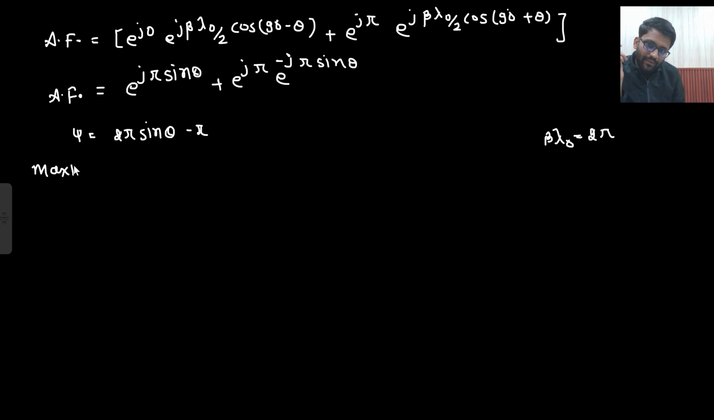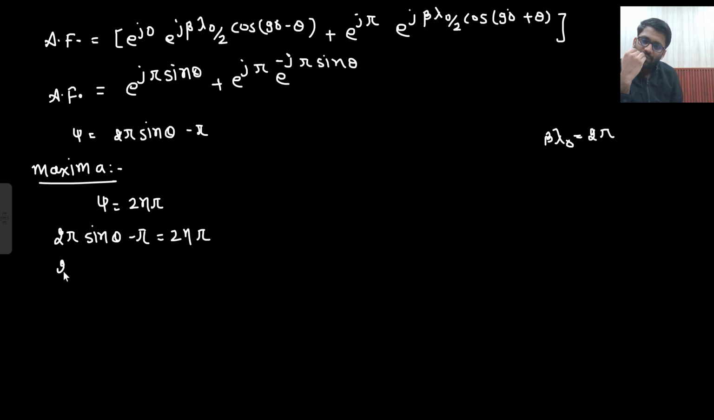Now if I need maxima, what is the condition for maxima? That phi should be equal to 2n pi. So 2 pi sin theta minus pi should be equal to 2n pi. So from here, 2 pi sin theta is equal to (2n plus 1) pi. Pi and pi are getting cancelled, and needlessly I am carrying it. So from here what we see is that sin theta is equal to (2n plus 1) divided by 2.